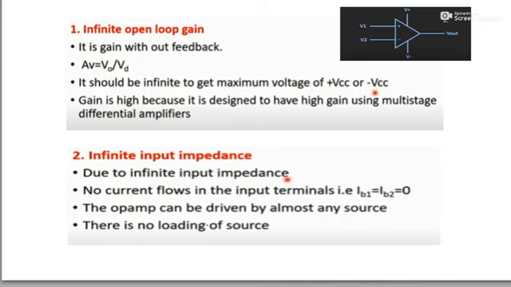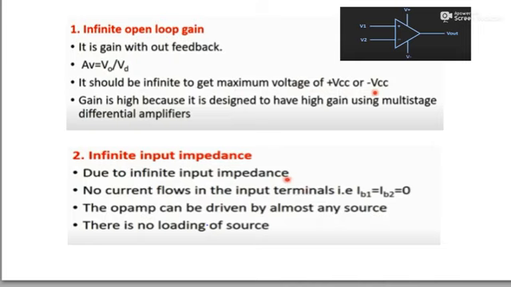Second characteristic, infinite input impedance. The operational amplifier has infinite input impedance because no current flows into it. So here IB1 equals IB2 equals 0. When both inputs are applied to V1 and V2, no current flows into the operational amplifier. So this op-amp can be driven by almost any source, and there is no loading of the source by the operational amplifier.